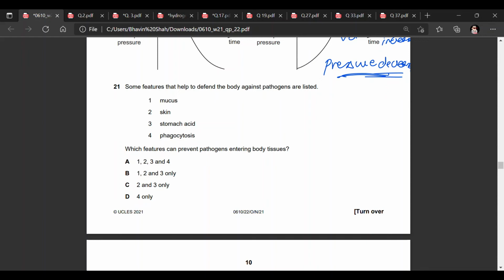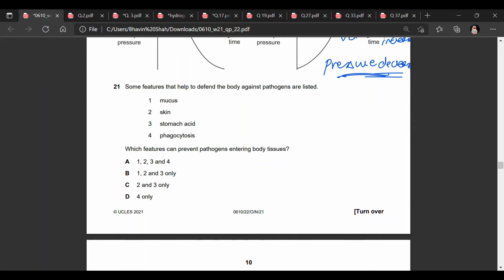Some features that help to defend the body against pathogens are listed. That's mucus, skin, stomach acid, and phagocytosis. Mucus is present in the respiratory tract. Skin is the external covering for the body. Then we are looking at the stomach acid, which is the hydrochloric acid present to destroy any microorganisms. And then the phagocytosis, which is done by the white blood cell phagocytes.